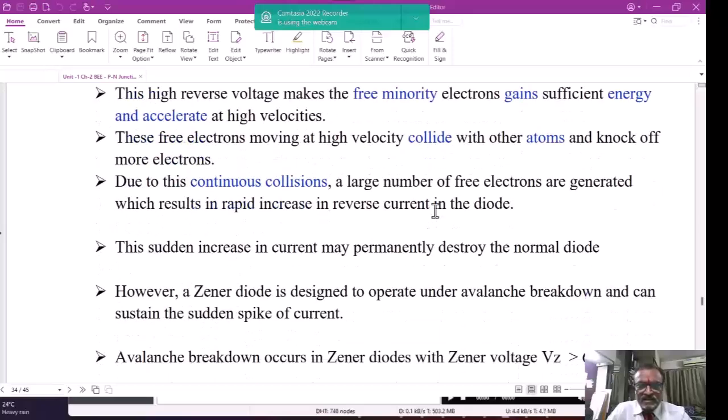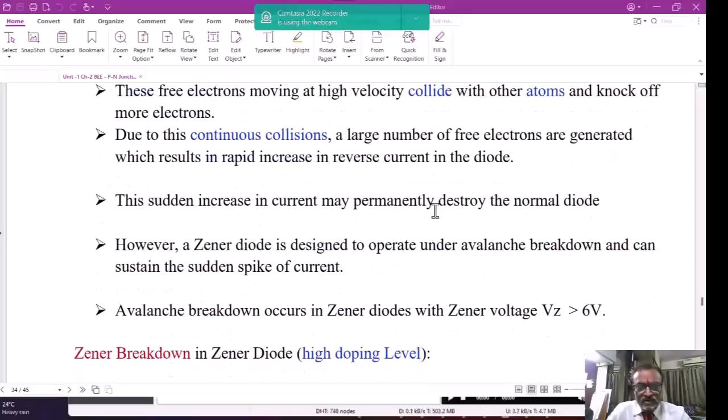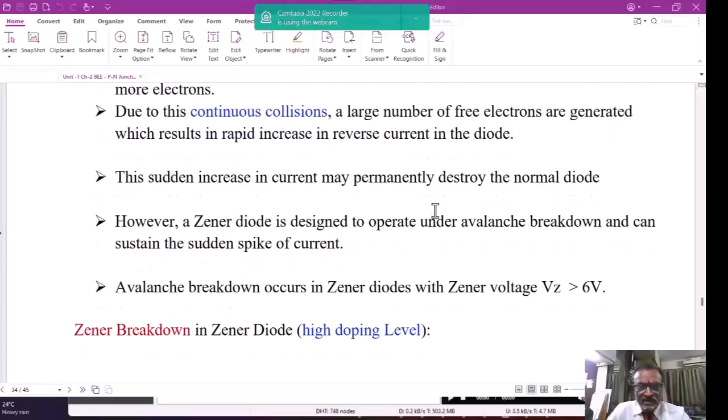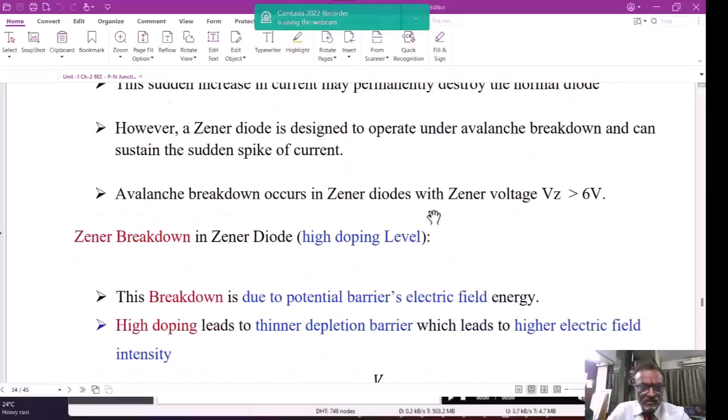And suddenly a large current is flowing through the Zener diode, whereas the voltage across the Zener diode is maintained constant, that is the breakdown voltage. The Zener diode is specially designed to sustain the breakdown voltage.